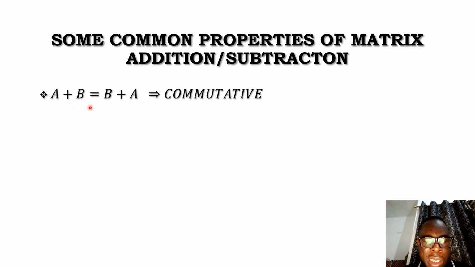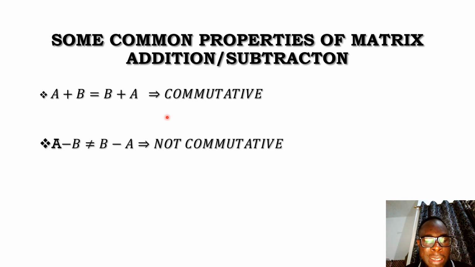We have A plus B being equal to B plus A, which means that matrix addition is commutative. You got the understanding from the previous example that we've just done. Good. Now let's look at the next step of A minus B. A minus B is not equal to B minus A, which means that subtraction in matrix is not commutative. So if you are performing subtraction activity on 2 or more matrices, remember the matrix subtraction are not commutative.